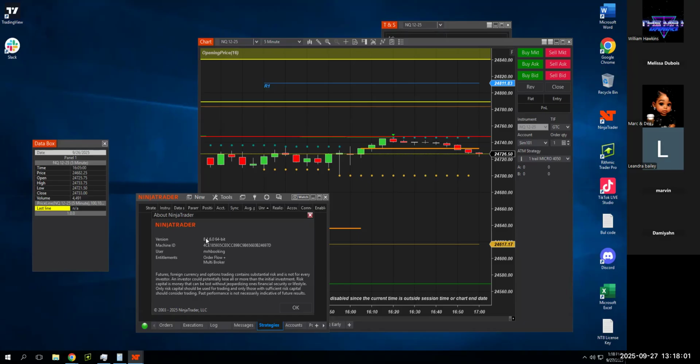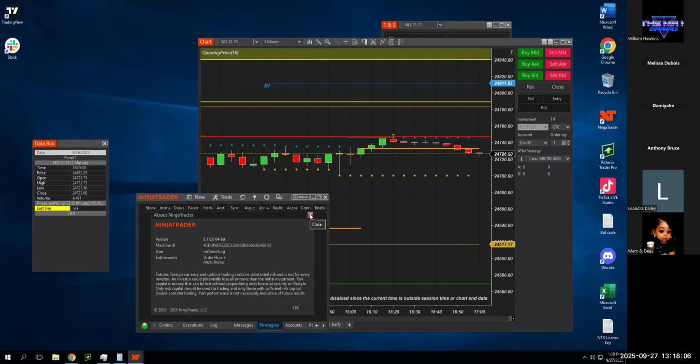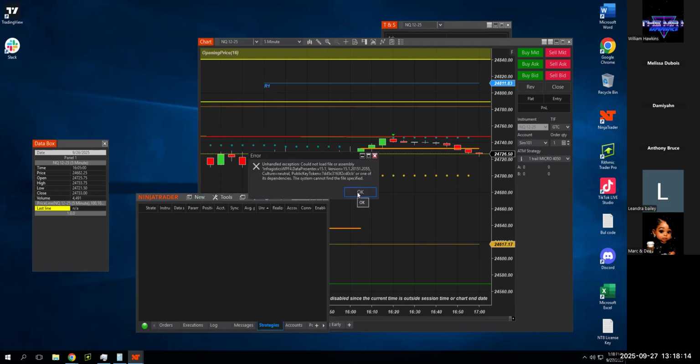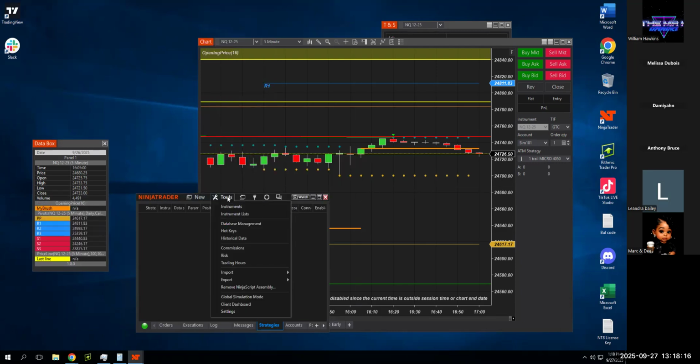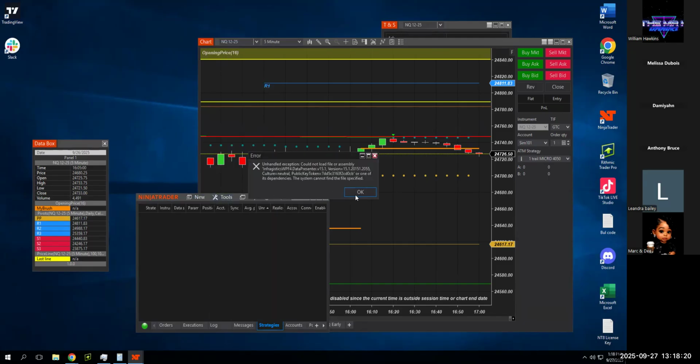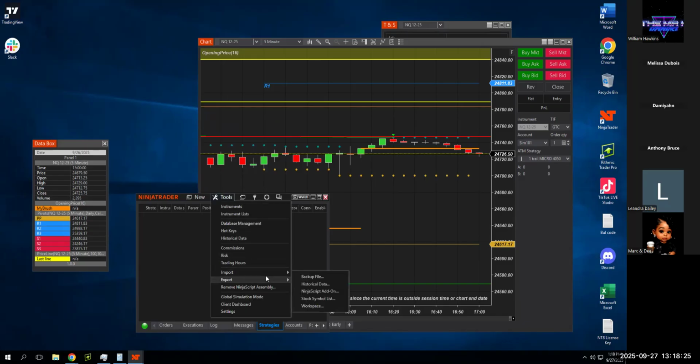8.1.6.0. Before I had 8.0.5.0. Yes, I think it upgraded yesterday or Thursday. That's why I'm like, yo, why is my Replicanto not opening? Okay, I gotta re-download it. Oh, do my bots work? Oh no, I gotta download both of those again.